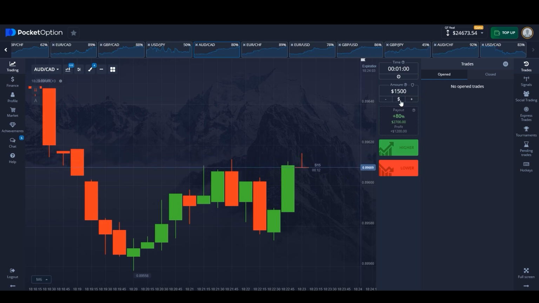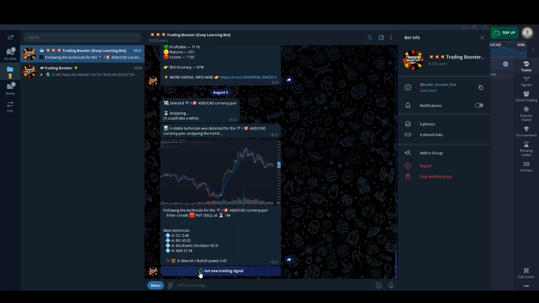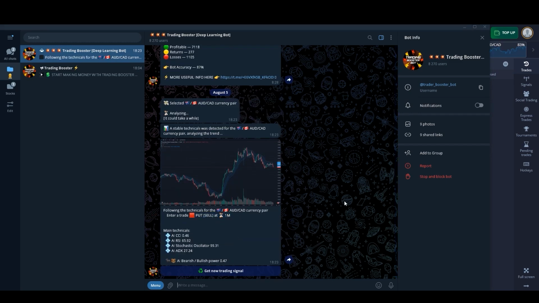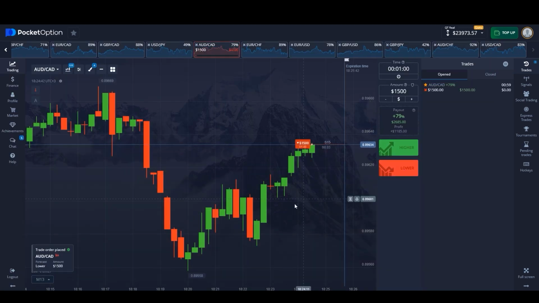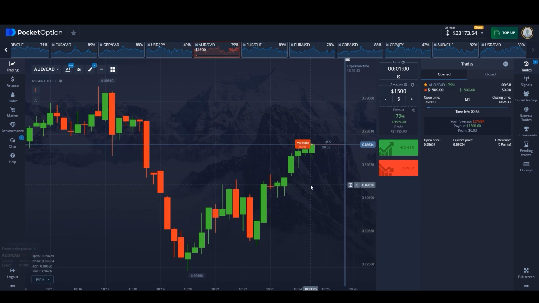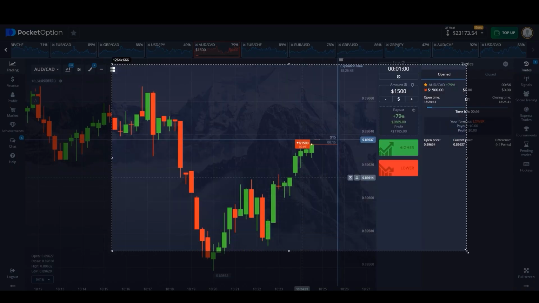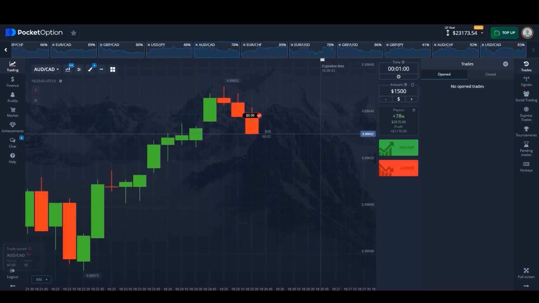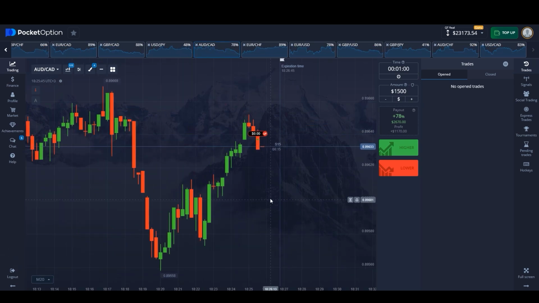I'm gonna stay on the Aussie Canadian dollar. I get a sell signal again. Right from here I open my sell trade. As you can see, the price has passed this strong level that I talked about in the last trade, and now I can expect a reaction from the next upper level. Literally 1 point was not enough for me to close the deal in the plus.